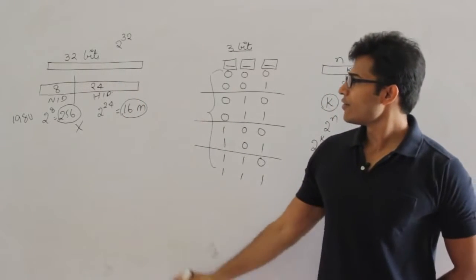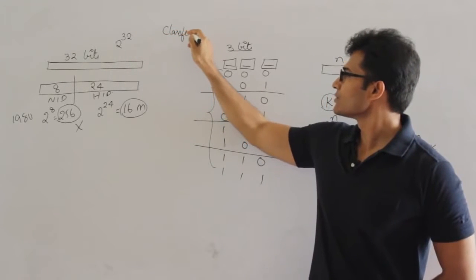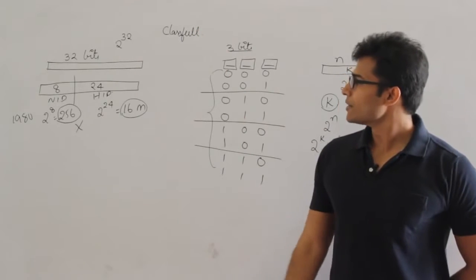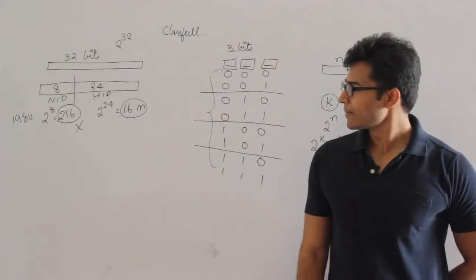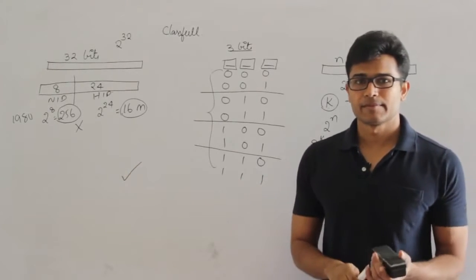That is why they went for the next one, the classful number system, classful IP addressing. So we shall discuss classful now. Let's see how the IP addresses are classified in a classful manner. We know that an IP address is a 32-bit number.